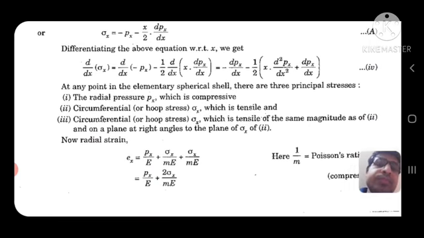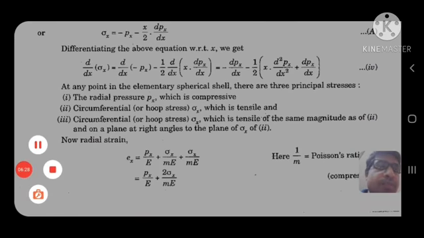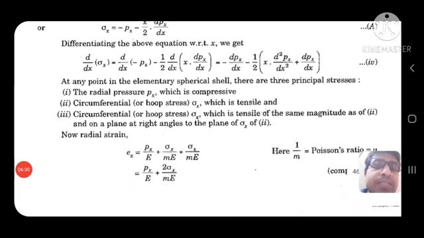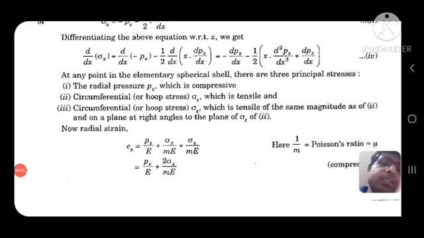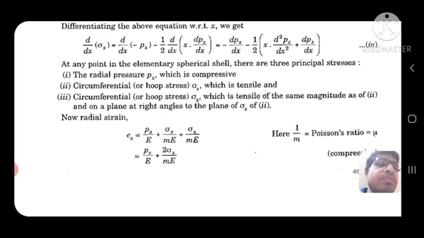Differentiating the above equation with respect to x, we get d by dx of sigma x equal to d by dx of minus px minus half d by dx of x dot dpx by dx, that is equal to minus dpx by dx minus half x dot d square px by dx square plus dpx by dx.